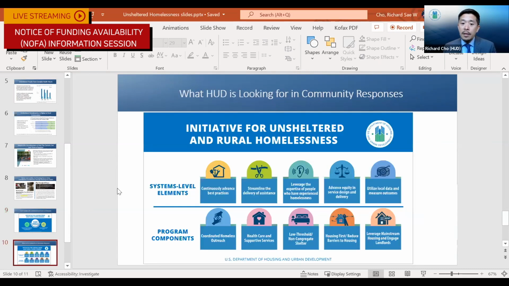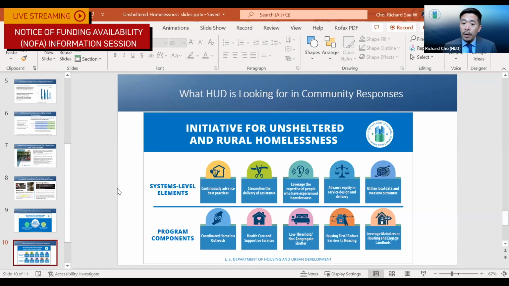What we're hoping to see in community responses is a set of system-level elements as well as program components. First and foremost, we're asking communities to explain how they're using a comprehensive approach to address unsheltered or rural homelessness. We want to see that they're advancing best practices: housing first approaches, harm reduction, intentional outreach, and how they're streamlining the delivery of assistance, cutting through red tape, reducing documentation burden, and finding ways to overcome those kinds of challenges.